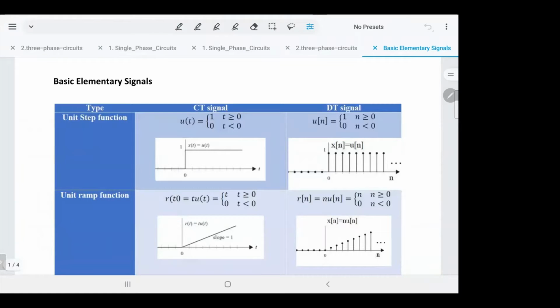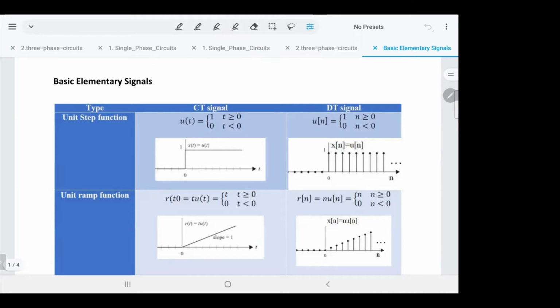Today's lecture, we're going to have two parts. The first part will be about the basic elementary signals, and the second part will be about the basic operations on signals. First, we're going to talk about basic elementary signals. What are the basic elementary signals?